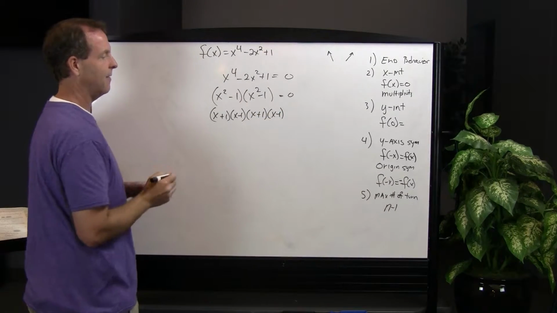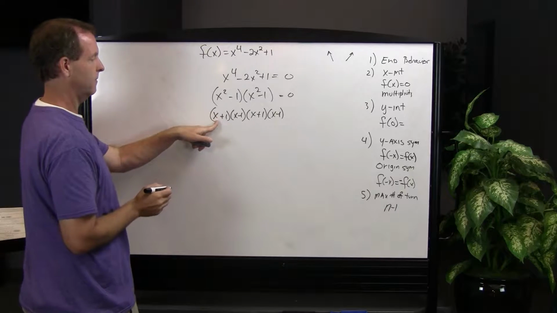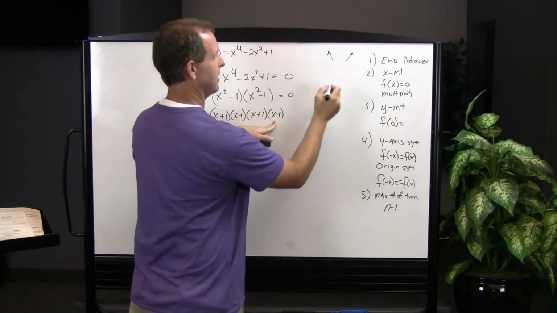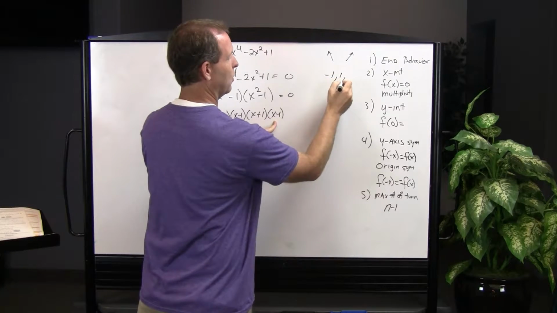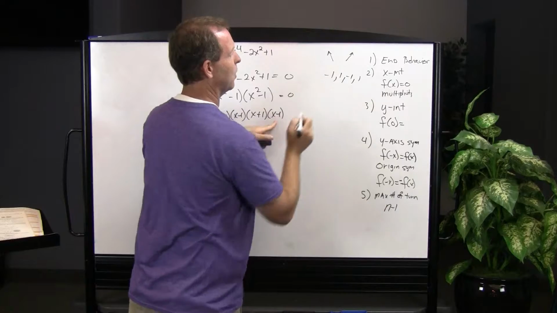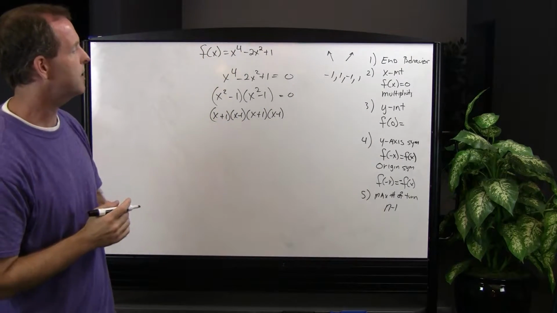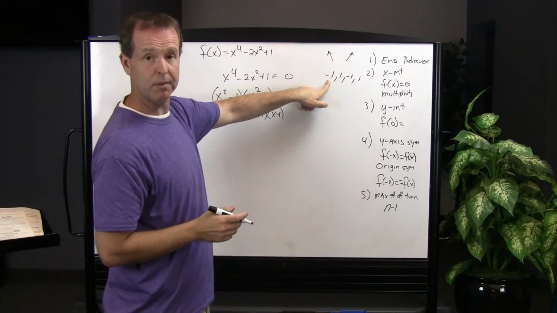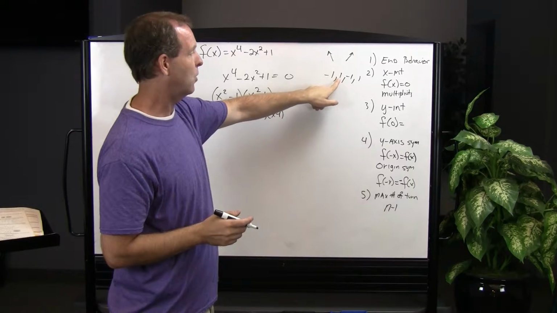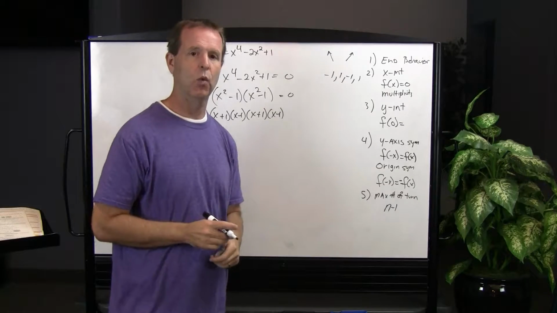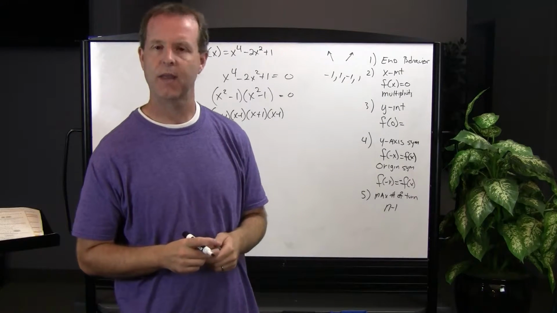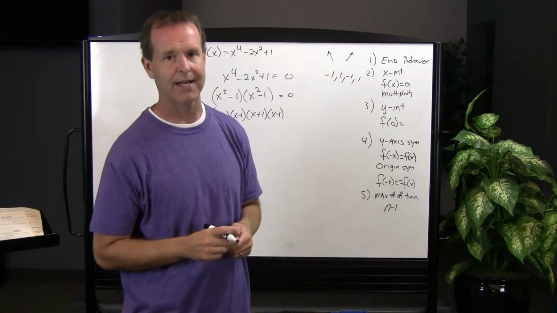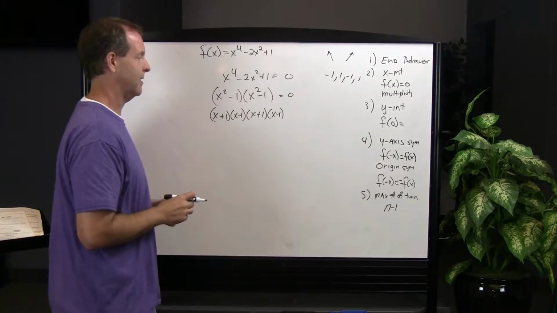So it tells me that I have zeros at -1, +1, -1, and +1. Since I noticed that the -1 shows up twice, it has an even multiplicity, and 1 also shows up twice, which is an even multiplicity. And so that tells me that at those zeros, the graph does not cross the x-axis, it only touches the x-axis.